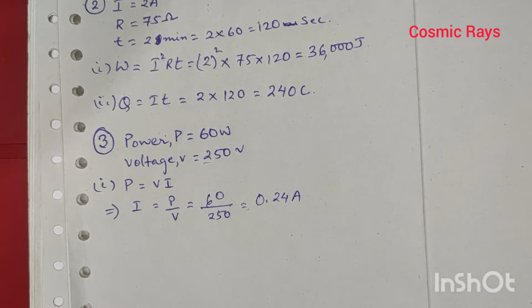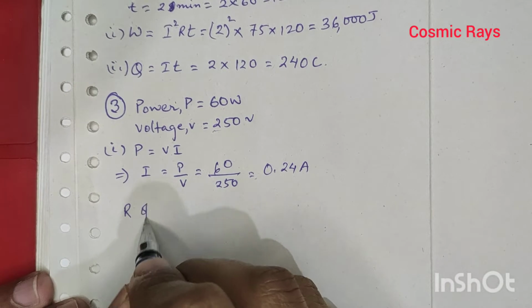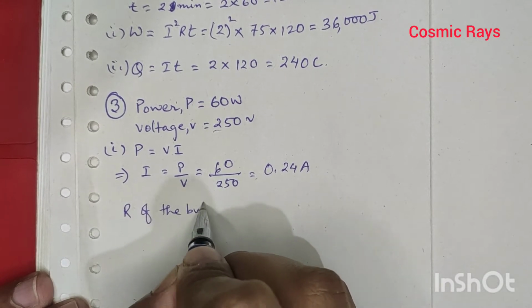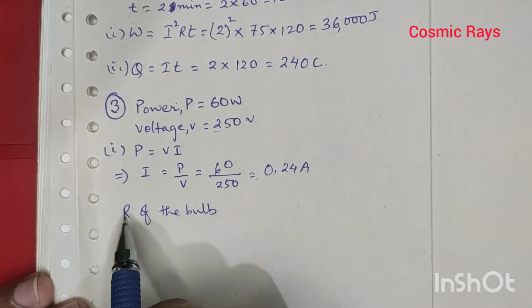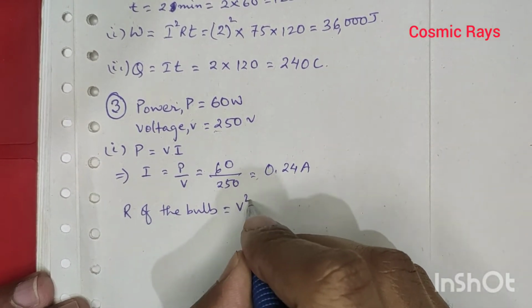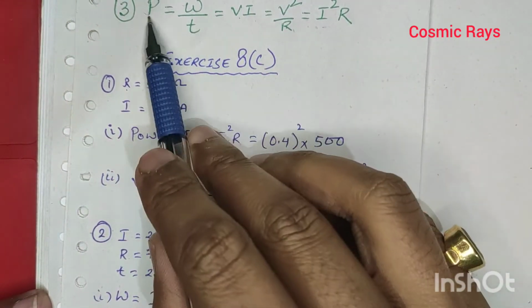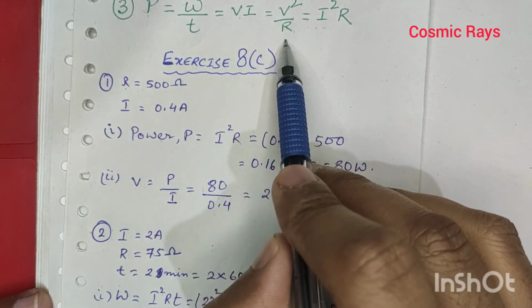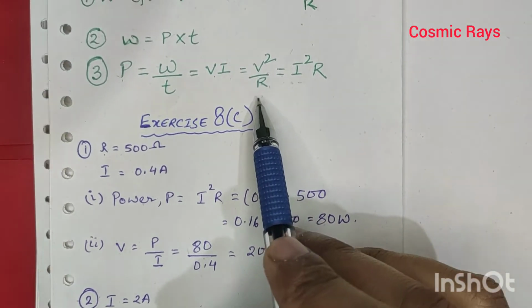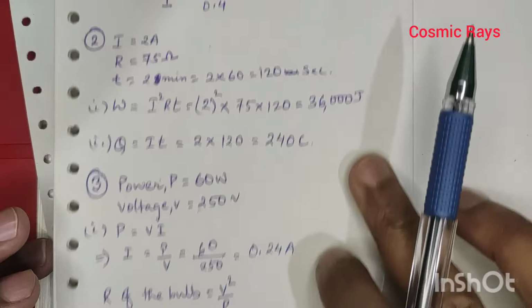So for this, first of all we have to know the resistance. So resistance of the bulb, if you're writing it in your copy, please write the full word, that is resistance, is given as V square by P. We are using this formula. P is equal to V square upon R. So R will be equal to V square upon P.